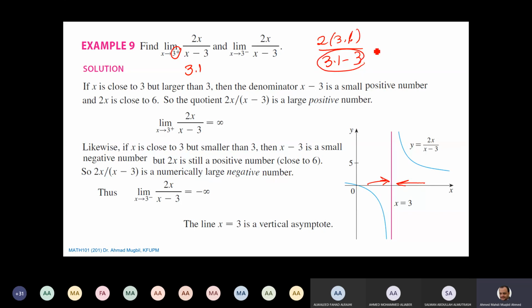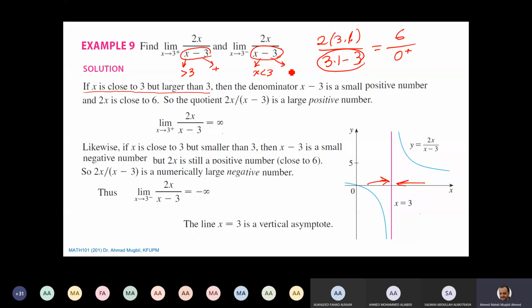So the denominator will be small. The numerator will be fixed, almost 6, for example. And the denominator will be very close to 0, but positive. I have explained it here. If x is close to 3 but larger than 3, then the denominator will be positive, because x is greater than 3. Here x is less than 3 because it is going from the left.